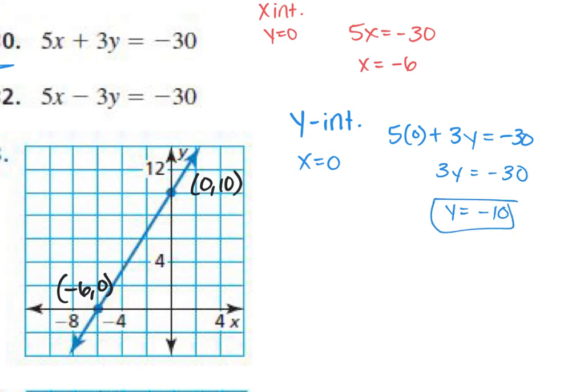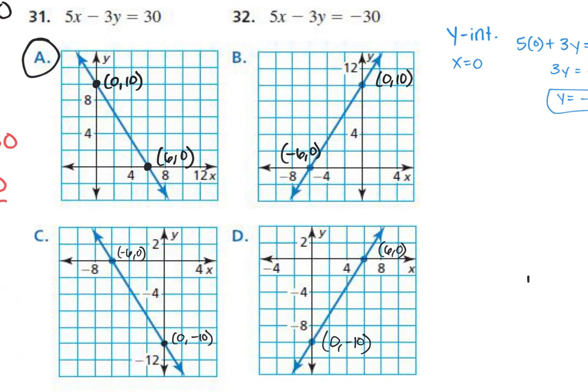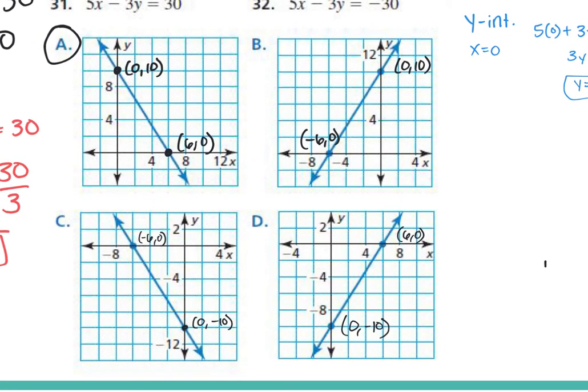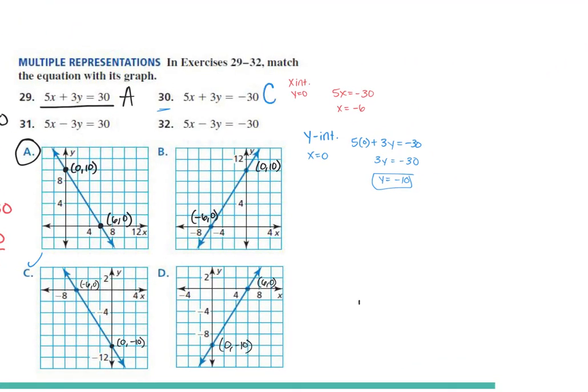Okay, so which of these graphs between B and C crosses the y-axis at negative 10? So we narrowed it down to B and C based on the x-intercept, but which one of the two crosses the y-axis at negative 10? Gia? Booyah, it is C. Okay, so 30's answer should have been C.